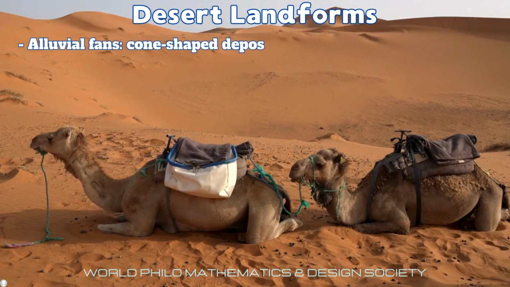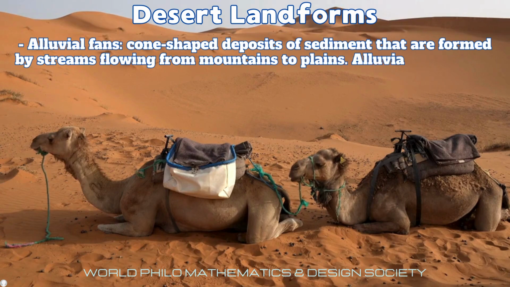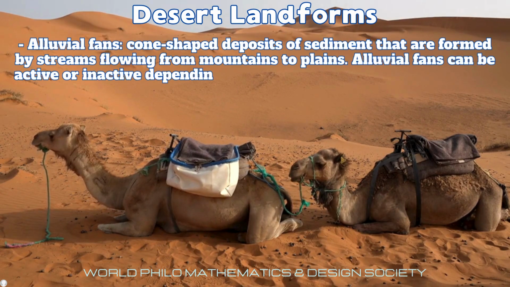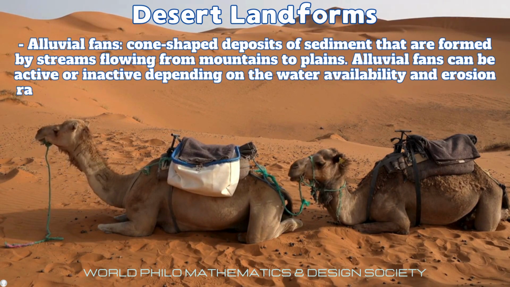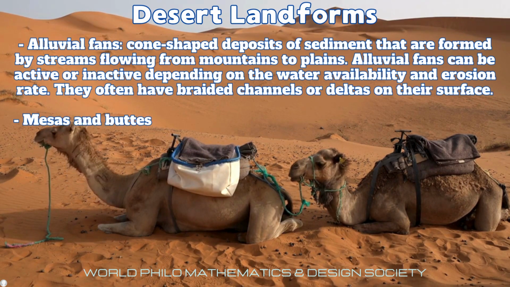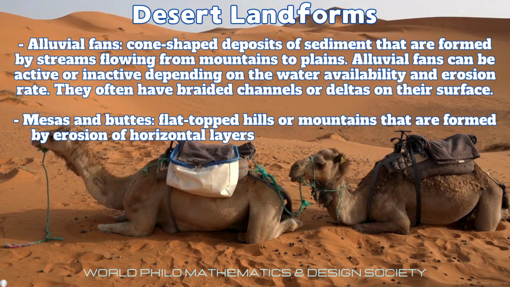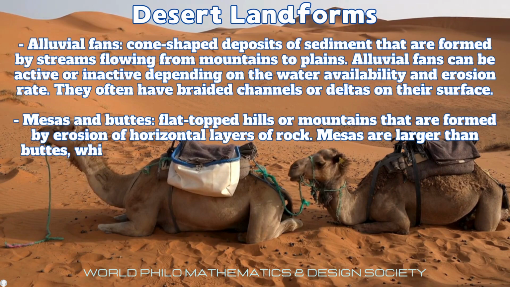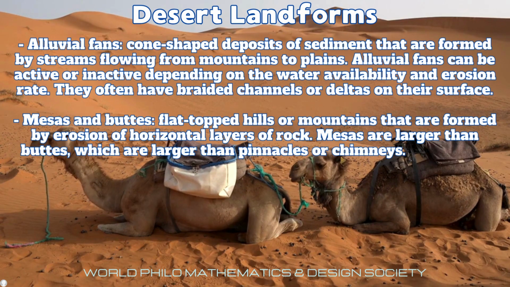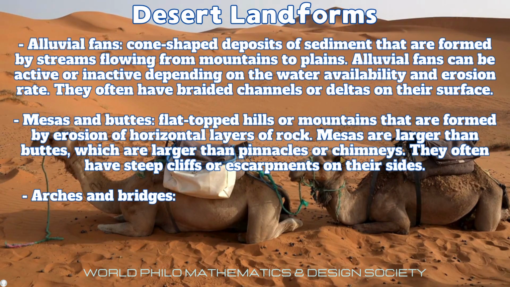Alluvial fans, cone-shaped deposits of sediment that are formed by streams flowing from mountains to plains. Alluvial fans can be active or inactive depending on the water availability and erosion rate. They often have braided channels or deltas on their surface. Then there are mesas and buttes, flat-topped hills or mountains that are formed by erosion of horizontal layers of rock. Mesas are larger than buttes, which are larger than pinnacles or chimneys. They often have steep cliffs or escarpments on their sides.